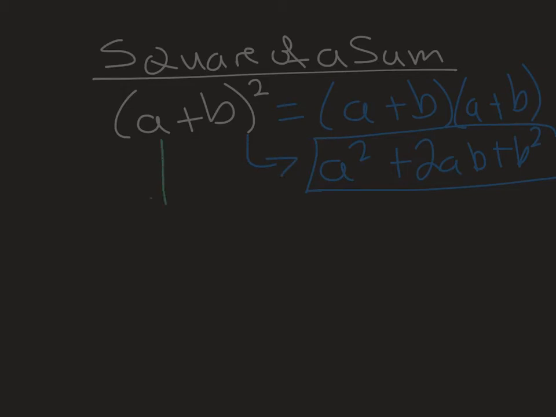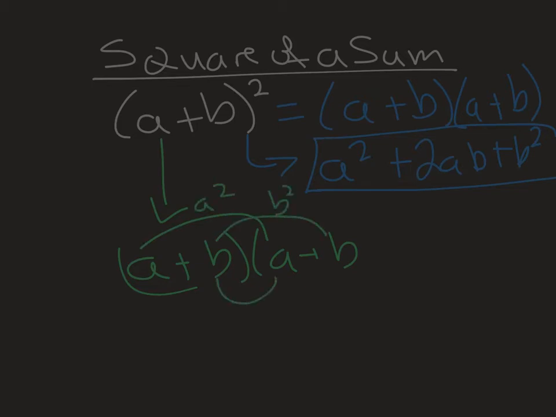If we were to FOIL this thing out, we'd have a plus b times the quantity of a plus b. So we have a times a, which is a squared, b times b, which is b squared, both positive. We're going to have a positive ab here and another positive ab here. So this would turn into a squared plus b squared plus ab plus ab, which simplifies to a squared plus 2ab plus b squared.